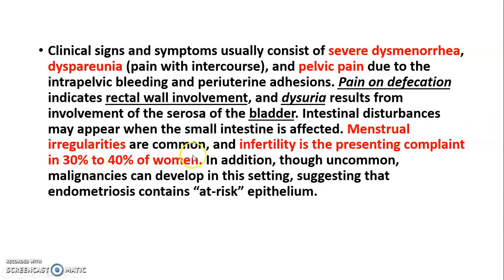Menstrual irregularities are common and infertility is the presenting complaint in 30 to 40% of women. In addition, though uncommon, malignancies can develop in this setting, suggesting that endometriosis contains at-risk epithelium. So, malignancy can occur in endometriosis in rare cases.